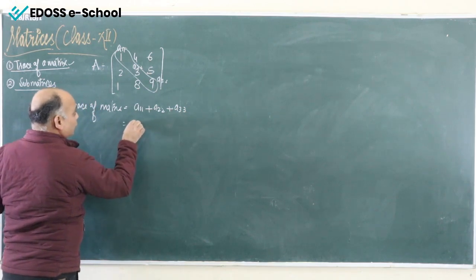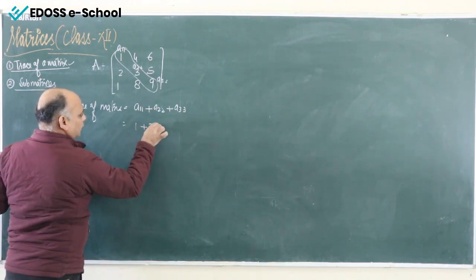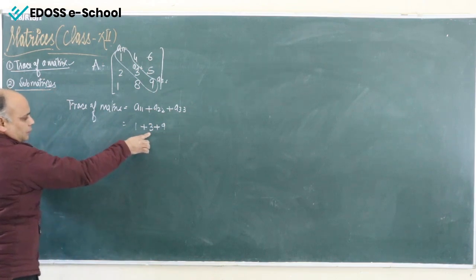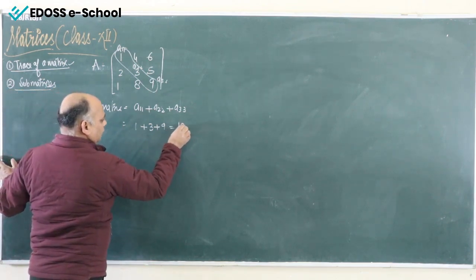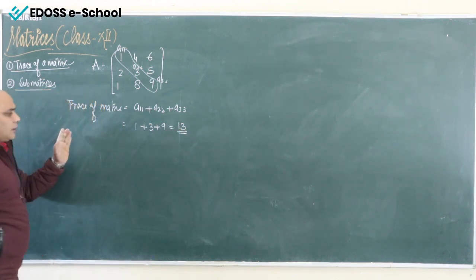And this will be equal to 1 plus 3 plus 9. 9 plus 3 is 12, plus 1 is 13. 13 will be the trace of the matrix.